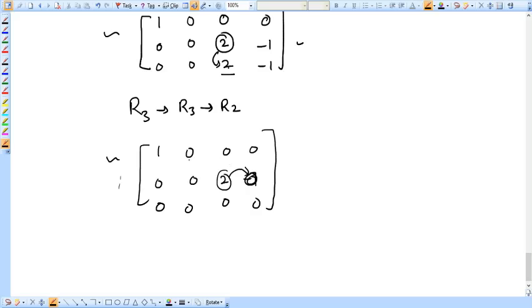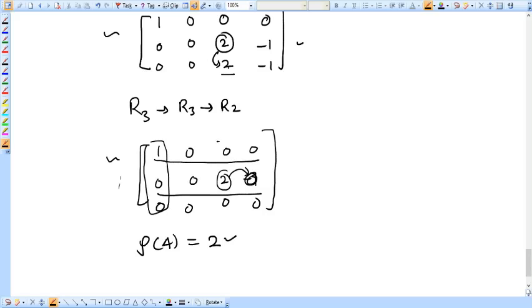Now you see how many zero rows we are coming across. This is a non-zero row, this is a non-zero row, but the third row is 0. So the number of non-zero rows is 2, therefore the rank of the given matrix is 2. And you also see how many columns are non-zero. This column is non-zero, this column is non-zero, this is a zero column. So in this way also you see the rank of the matrix is 2, because the number of non-zero columns is 2.